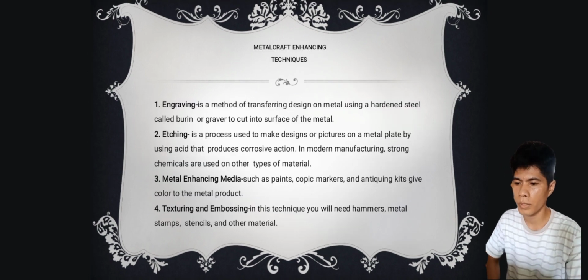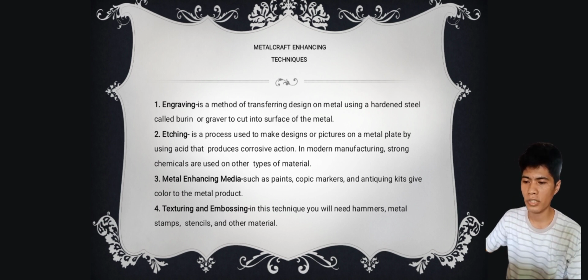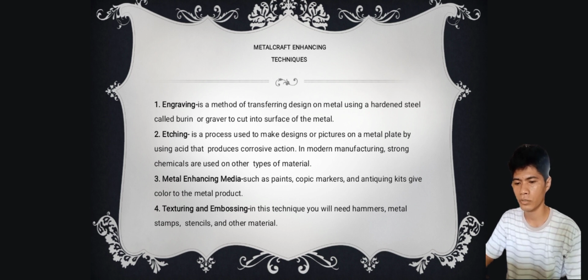So here are the metal craft enhancing techniques. First, we have engraving. Engraving is a method of transferring a design on metal using hardened steel called a burin or graver to cut into the surface of the metal. Then the second one, etching. Etching is a process we use to make designs or pictures on a metal plate by using acid that produces corrosive action. In modern manufacturing, strong chemicals are used on other types of material.